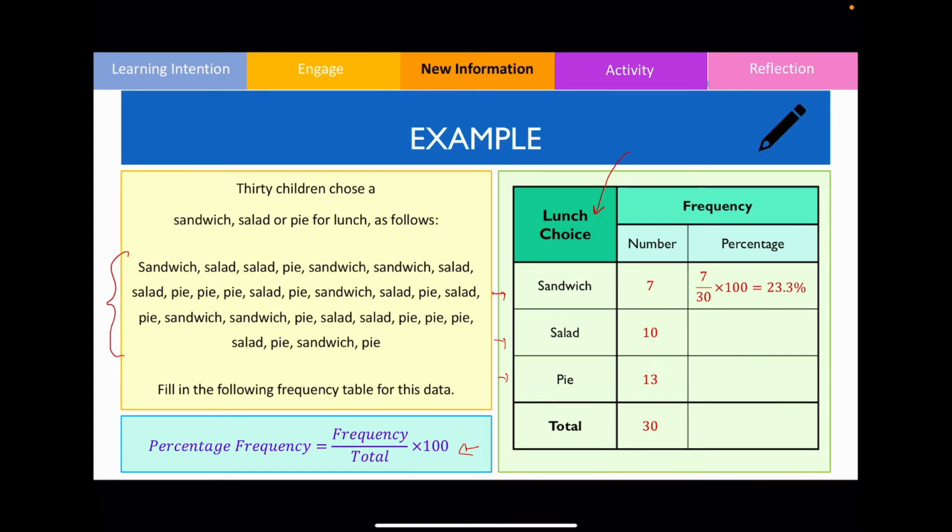To calculate the percentage frequency for salad, we'll go 10 divided by 30 multiplied by 100, and you should get 33.3%. And lastly, for pie, we will go 13 divided by 30 multiplied by 100, and you should get an answer of 43.3%. So if we add up these percentages, you're going to get an answer of 99.9%. Normally, this value should be equal to 100%. However, because we rounded our answers and each of these 3s are recurring, this is the reason why we couldn't get to 100%.